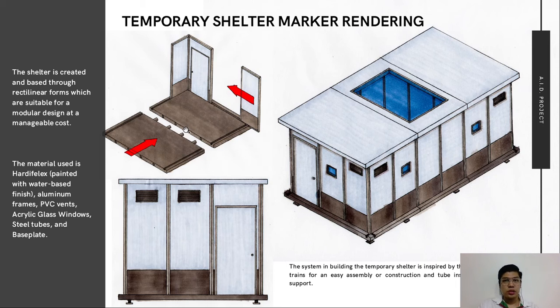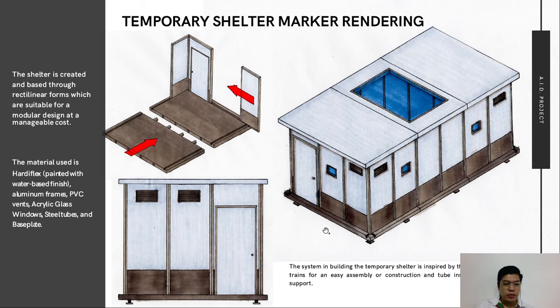The shelter uses tubing which connects the base to one another. A deepened rail system is present wherein the walls will slide in place. Essentially, all parts can be arranged to fit the needs of the user, and all parts are standard for easy maintenance. The materials used here are Hardiflex painted with the water-based finish.